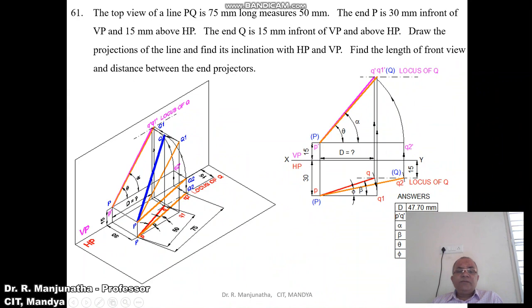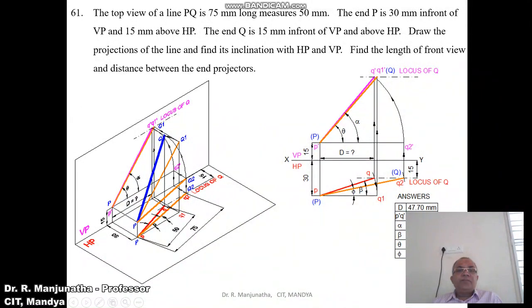And the end Q is 15 mm in front of VP and above HP. So when you look from the top view, we can see the distance in front of VP by 15 mm. So you are going to get the locus of Q in the top view. And above HP, of course, he has not given any distance, so we will not be able to find the locus of Q at this juncture.